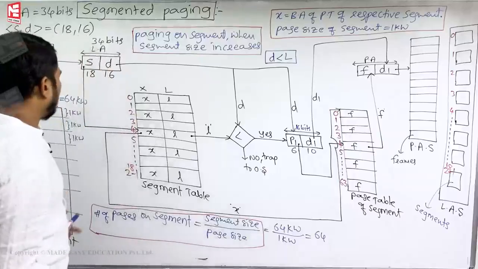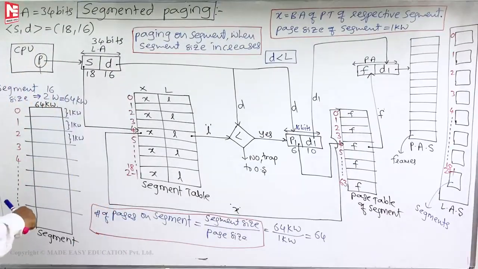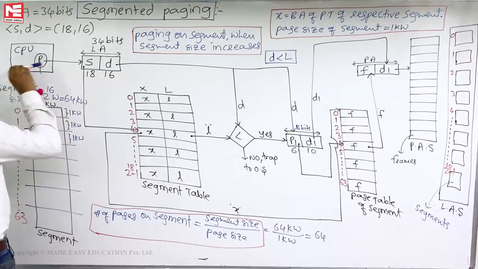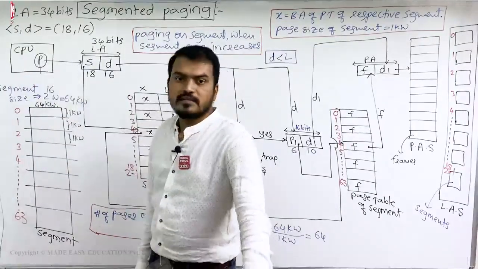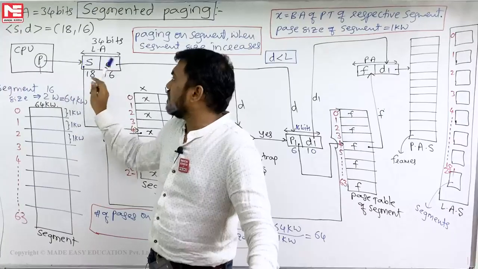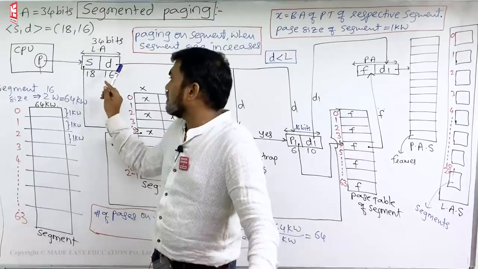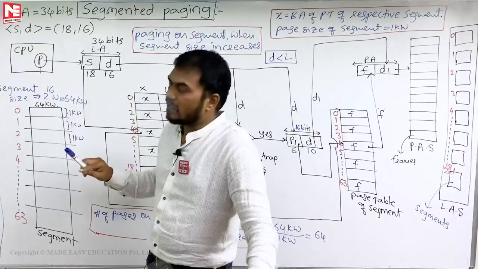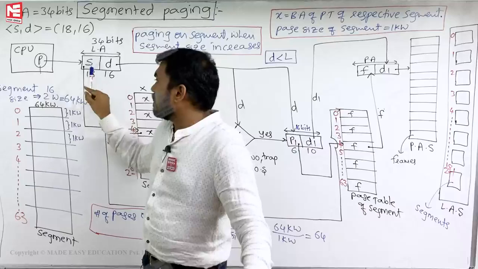Now, I am coming from the first. Listen here. The CPU always generates a logical address, and the logical address is divided into two parts, S and D here. S will tell you the segment number and D will tell you the segment offset. So I assumed the total logical address as 34 bits. So S will tell you the segment number.